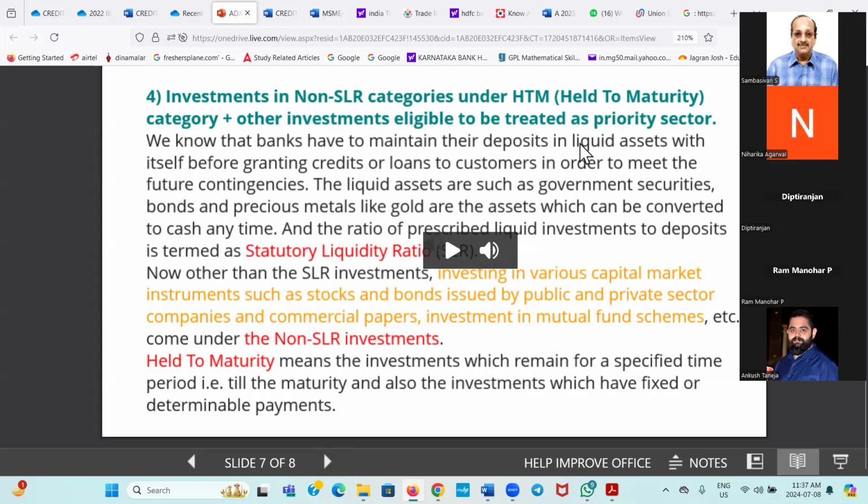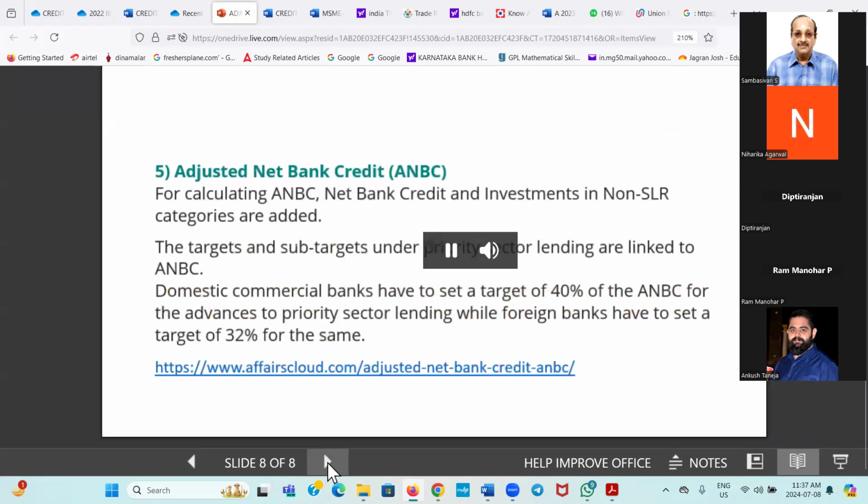Held to maturity means, this question, Ram Manohar and UBI people, remember it's important for you. Held to maturity means the investments which remain for a specified time period, that is, till the maturity, and also the investments which have fixed or determinable payments. So that is an important point. So adjusted net bank credit: for calculating ANBC, net bank credit and investments in non-SLR categories are added.